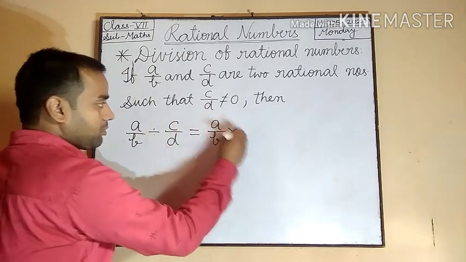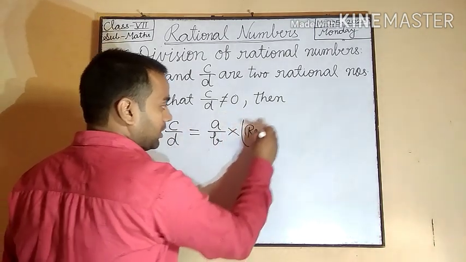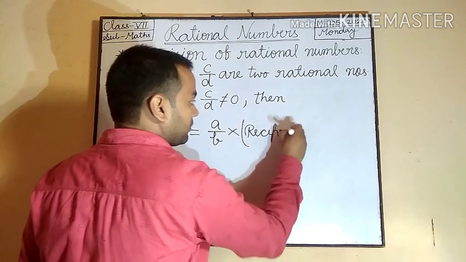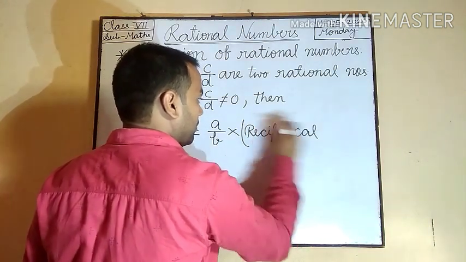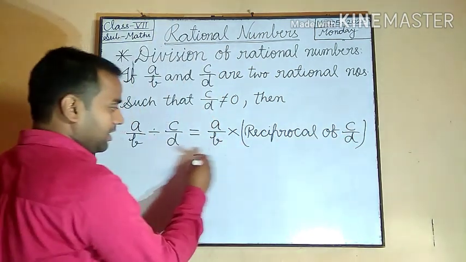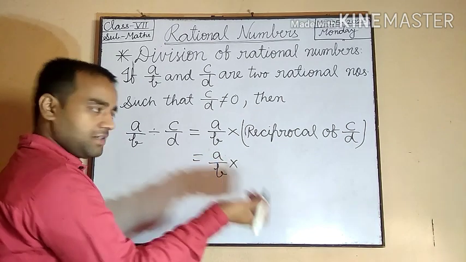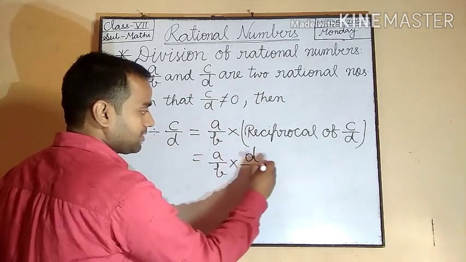Divide changes into multiply. So write the reciprocal of c by d. And lastly we convert it into a by b multiplied by the reciprocal of c by d, opposite means d by c.